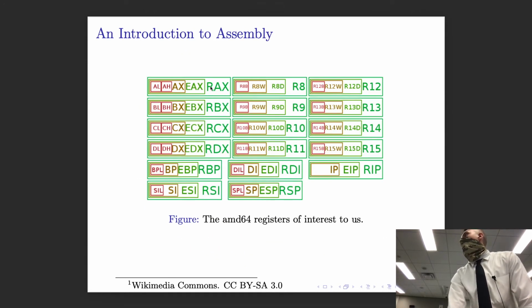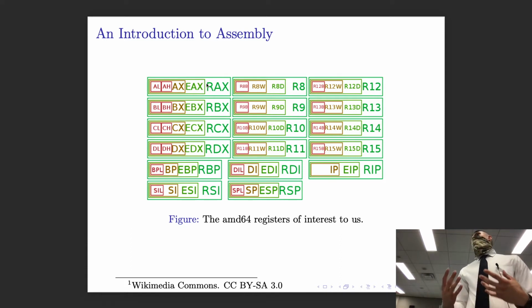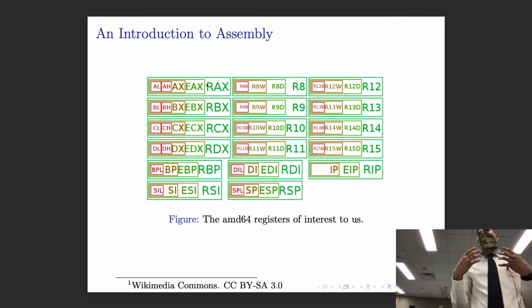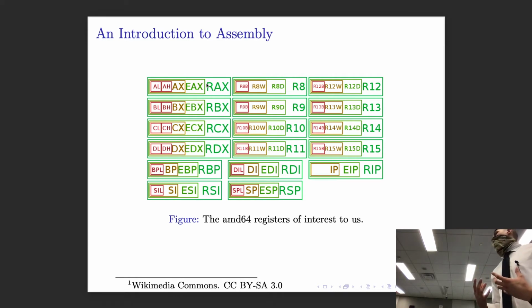So RAX, register AX. But there are also boxes inside. I don't know if it's actually implemented that there's a register inside of a register, but with x86, one thing you can do is address parts of a register.